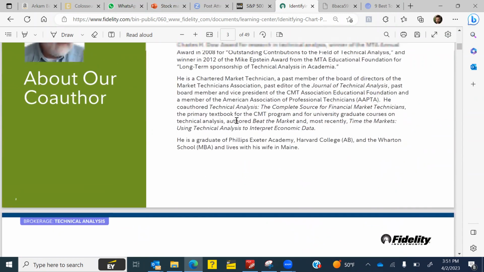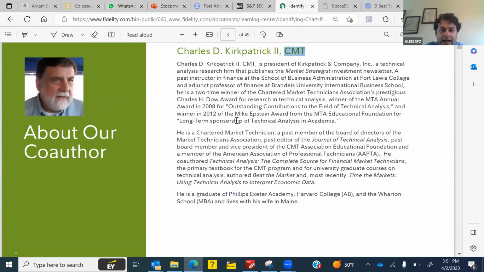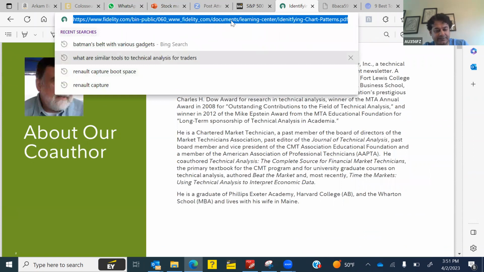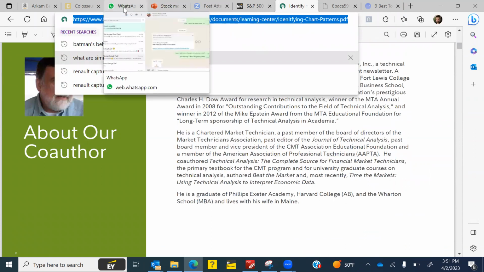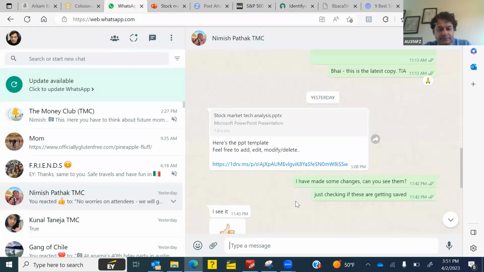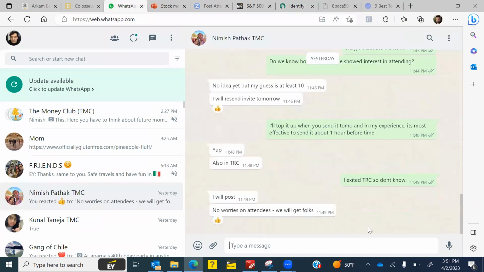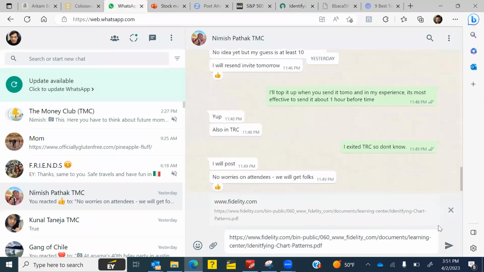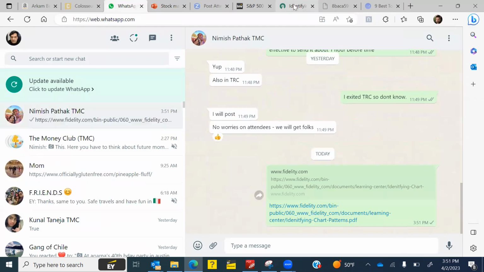Can you copy this link and post in the chat? I'll send the link, in fact. Okay. Should I just send it to you personally for now, Nimishbhai, and then you can put it in the Zoom chat. Okay. Or it doesn't matter. You can do that. Yeah, that's fine.